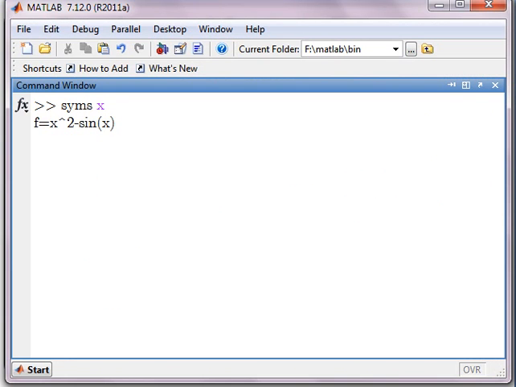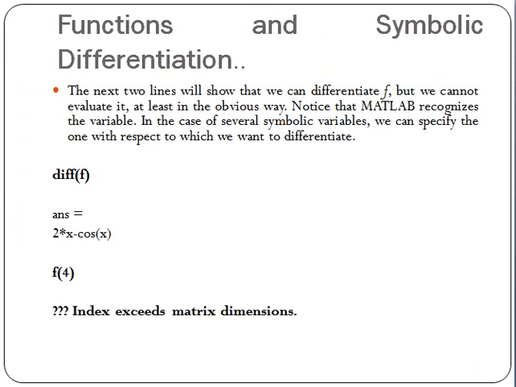here I am defining a symbol x as syms x and a function of x, that is f equal to x square minus sine of x. Okay, now we are getting the function x square minus sine of x. Now the next point to be noted is you can differentiate the function f, but you cannot evaluate it, at least in the obvious way that we use.